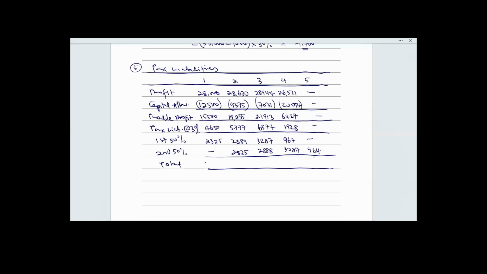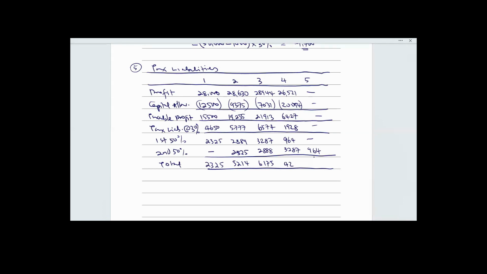So I would then add 2,325, 5,214. Please correct me if I'm wrong. Here is 6,175. I think 5, 6 plus 1. Yeah, correct. Then 964. Here should be 42.